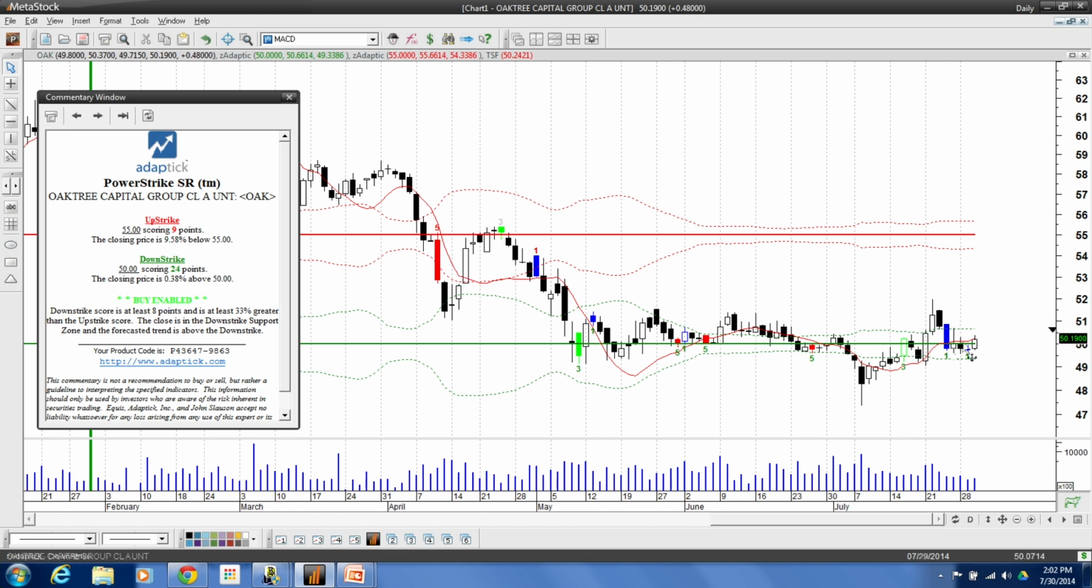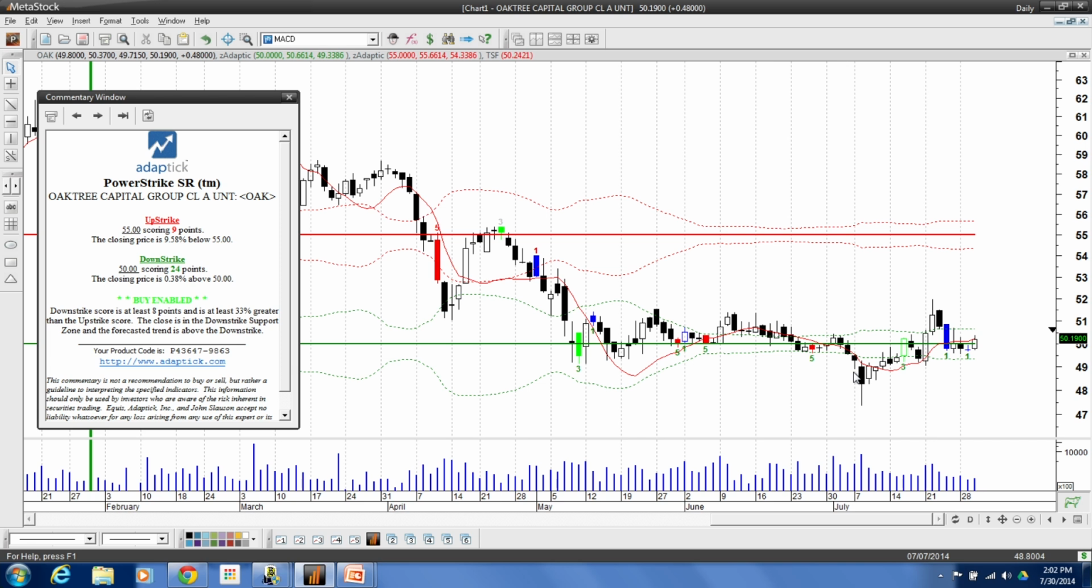So what it requires is that the downstrike score is at least 8 points, so it has to have at least 8 points down here for it to qualify, and it is at least 33% greater than the upstrike score. So if these were both equal, it wouldn't give us that trigger. It would say this isn't valid yet because it doesn't have a strong enough score to push it back up. So then the last thing it looks for, the close is in the downstrike support zone. Okay, so we're in the support zone. And the forecasted trend is above the downstrike.